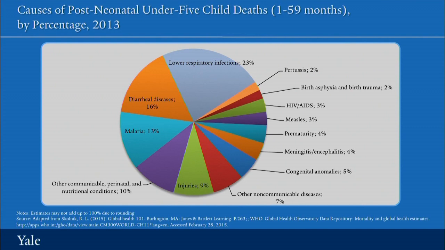Let's look now at the causes of post-neonatal death. And these are the causes that affect children from 1 month of age to 5 years of age. And what you'll see here is a pattern that's consistent in the low and middle income countries. And that is, among the most important causes of young child death will be pneumonia or lower respiratory infections, diarrheal diseases, almost everywhere. But then almost uniquely in sub-Saharan Africa, malaria and HIV/AIDS will also be important causes of young child death.